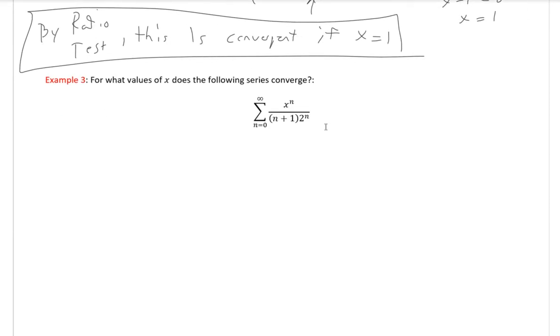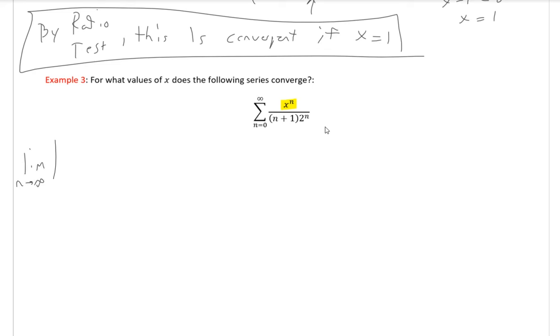How about number 3? So we could have all numbers, we could have one number. Let's see what else we could have. We have x to the n over (n plus 1) times 2 to the n. Again, we see x to the n, that identifies as a power series. We're going to address it as such, and we're going to find the limits.